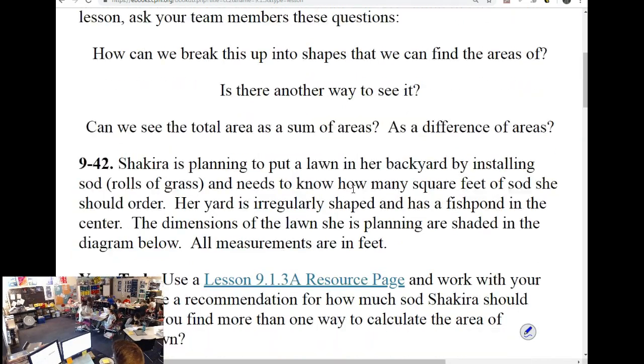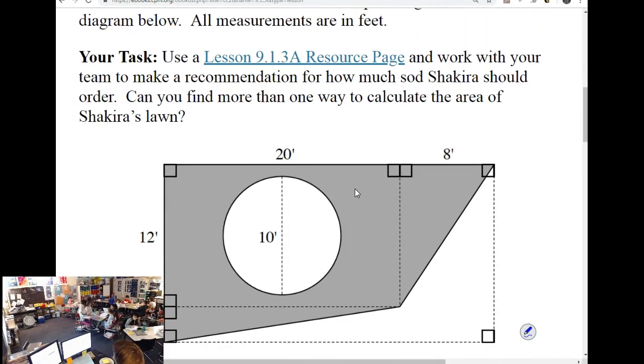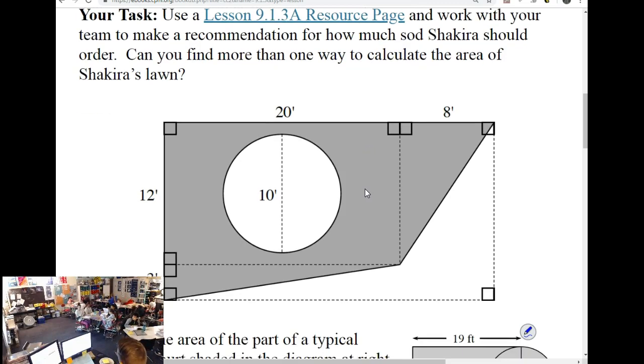Your first task, and again, I don't like using resource pages because it takes printer paper, and we have boatloads of graph paper, and printing costs money. So, your first task is going to be to sketch this out on your paper. Now, if your graph paper has 28 squares wide, which it should, you could potentially draw it out like this.